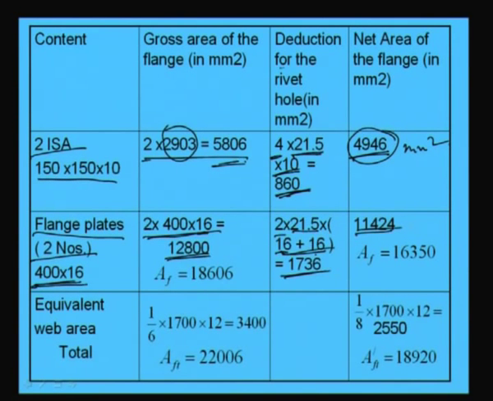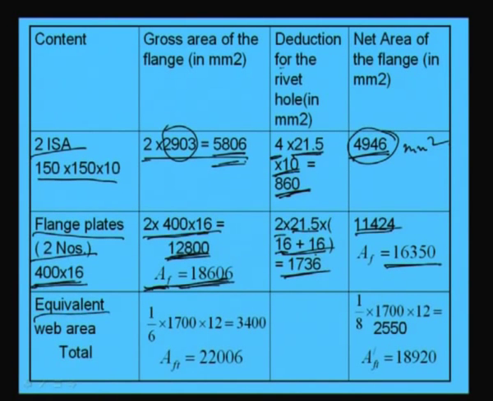Now, we can find out the area of flange, means total area of flange, that will become how much? If we see, this area plus this area, total will become this, right. So, total area of flange will become like this, and similarly, total net area will become this, right. So, in this way we can find out.